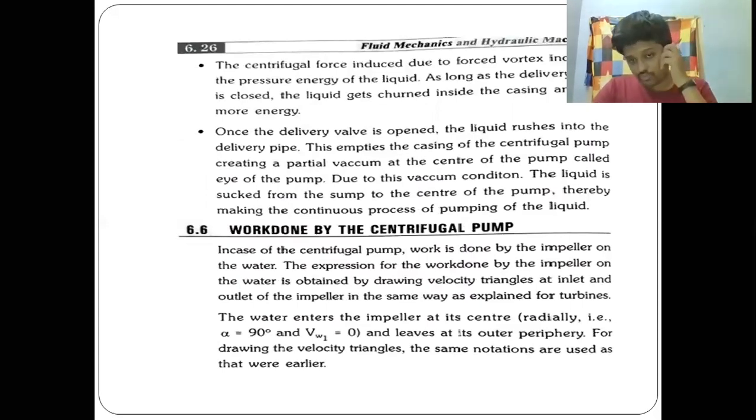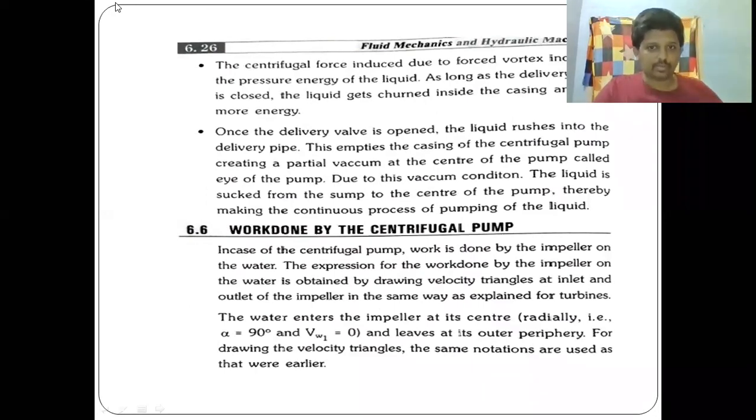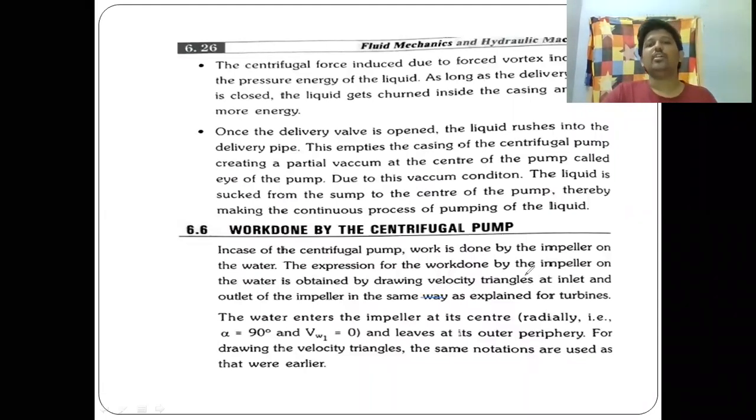Now the work done. We should find the work done by a centrifugal pump. How much work is done by the centrifugal pump? We can define this by drawing velocity triangles, which we are already very familiar with from the Pelton wheel and the Kaplan and Francis turbines. But here we should once again see what exactly is happening. By drawing the velocity triangles at the inlet and outlet of the impeller, the same way as explained for turbines, we can find the work done by the centrifugal pump.